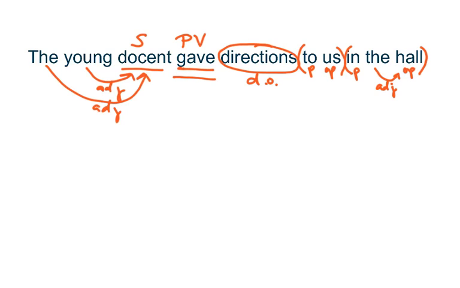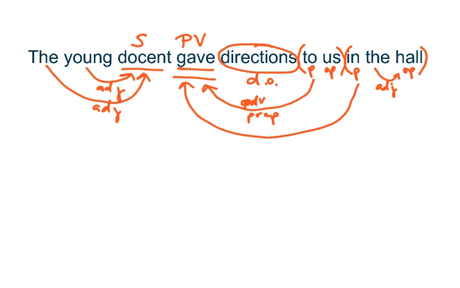To us. Docent to us. Gave to us. Directions to us, which makes the most sense. Gave to us, right? Prepositional, oh, whoops, I did that wrong. Adverbial prepositional phrase. In the hall. Let's think about this. Docent in the hall. Gave in the hall. Directions in the hall. Are the directions located in the hall? No, he gave them to us in the hall. So we have another adverbial prepositional phrase.